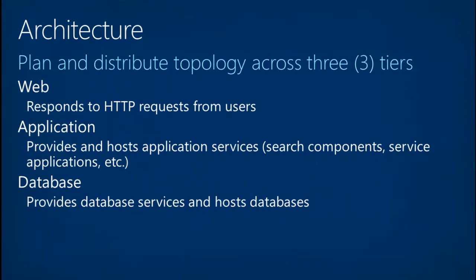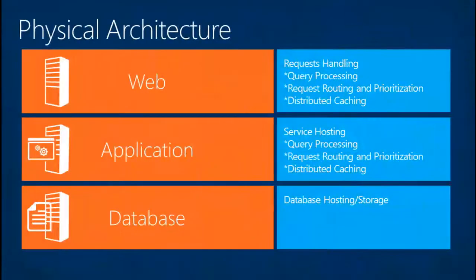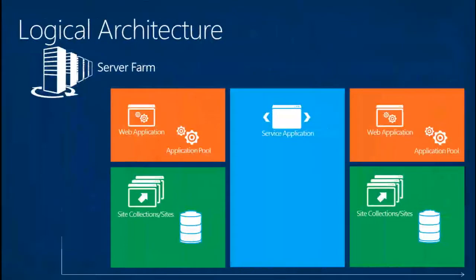You then have your application servers, which facilitate the many services that SharePoint provides, and lastly, the database servers. That's the 3 tiers. Those 3 tiers align to our physical architecture. On the web front ends, there's a number of things that you could have there potentially: query processing, distributed caching, request routing and prioritization, which you'll hear about at 5 o'clock. The application servers, same thing: query processing, request routing and prioritization, distributed caching, and then database hosting on the database side. I'm not going to spend a lot of time on these diagrams. Logically, it's how it aligns.